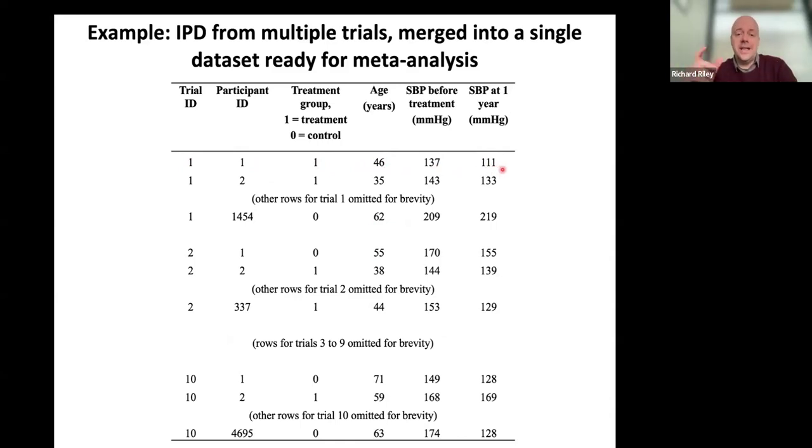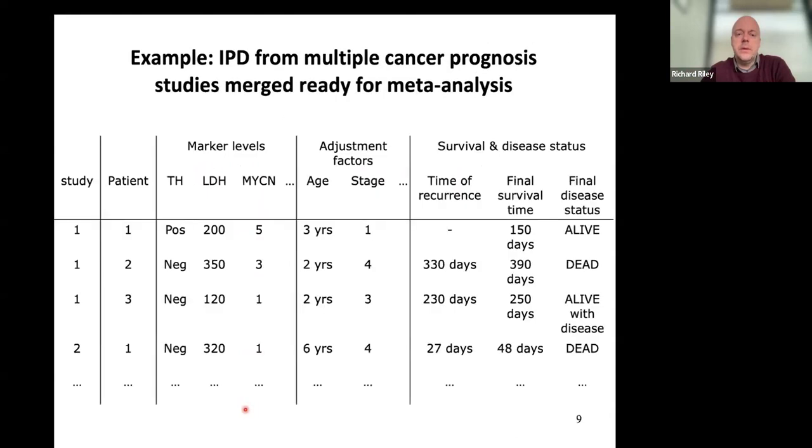Lots of information at the individual level. And I would have thousands of rows. 1,000 rows here for study 1, 300 for study 2, 4,000 for study 10, and so forth. So a massive data set. Crucially, this is at the individual level and not the study meta-analysis level.